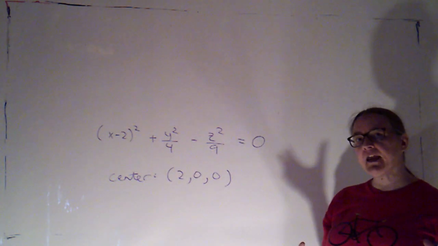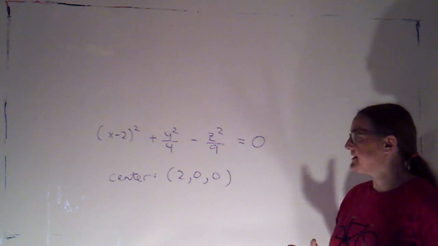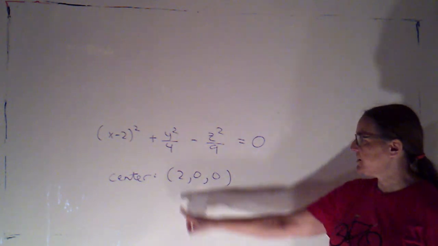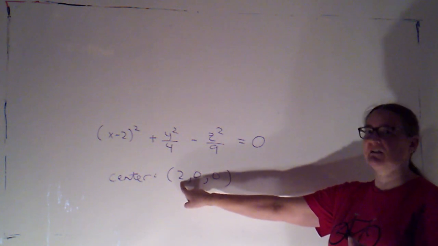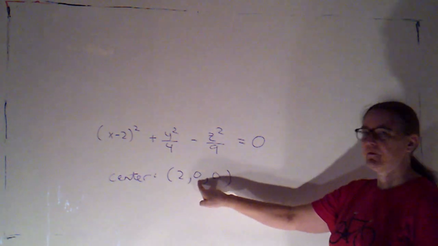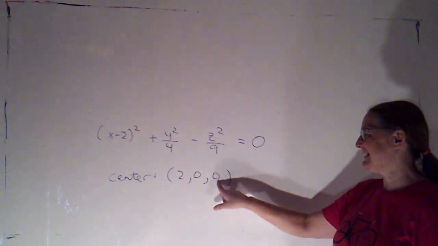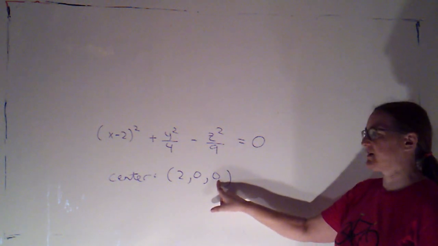So when I'm looking at the planes that go through the center, I'm going to be concerned with the planes x equals 2, which is not the yz plane but parallel to it, y equals 0, which is the xz plane, and z equals 0, which is the xy plane.